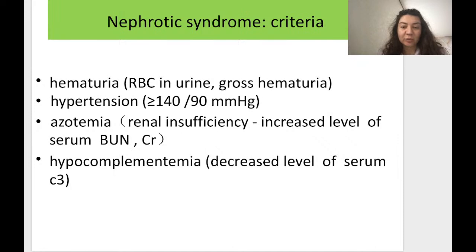Criteria of nephrotic syndrome. The first criterion is hematuria. It is the presence of red blood cells in urine, and gross hematuria. Next is hypertension. It is increased blood pressure, more than 140 for systolic and 90 millimeters of mercury for diastolic. The next criterion is azotemia. It occurs due to renal insufficiency with increased levels of serum urea and creatinine. And hypocomplementemia, a decreased level of serum complement C3.